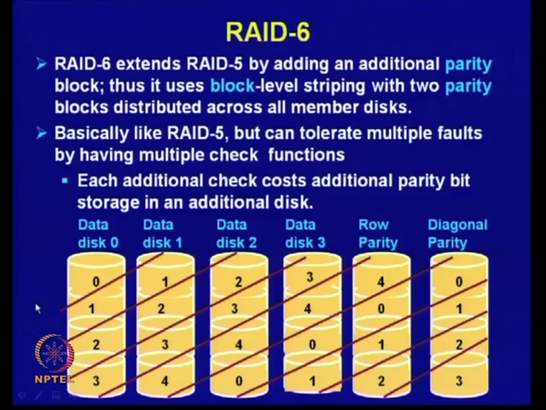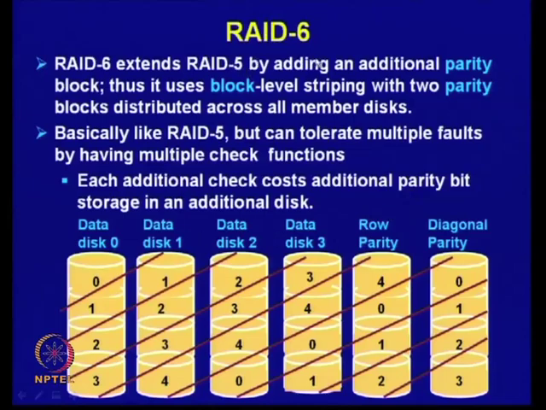I believe our discussion will not be complete without considering RAID level 6. So, RAID level 6 extends RAID level 5 by adding an additional parity block. Why do you need an additional parity block? The need arises to take care of multiple failures. We have seen that from RAID level 1 to RAID level 5, they can tolerate a single disk failure, but there are situations where you have to handle multiple failures.